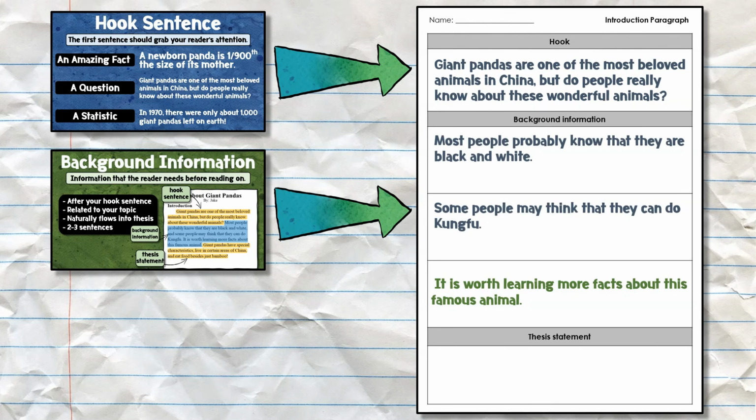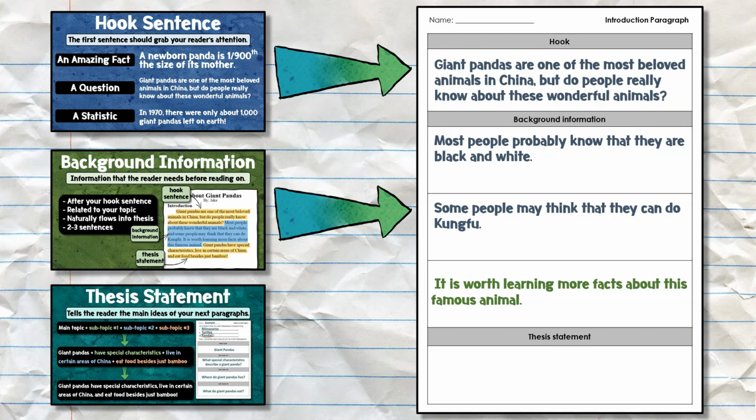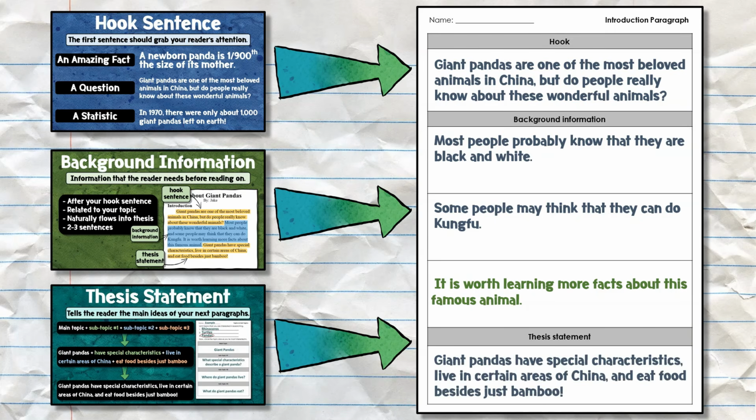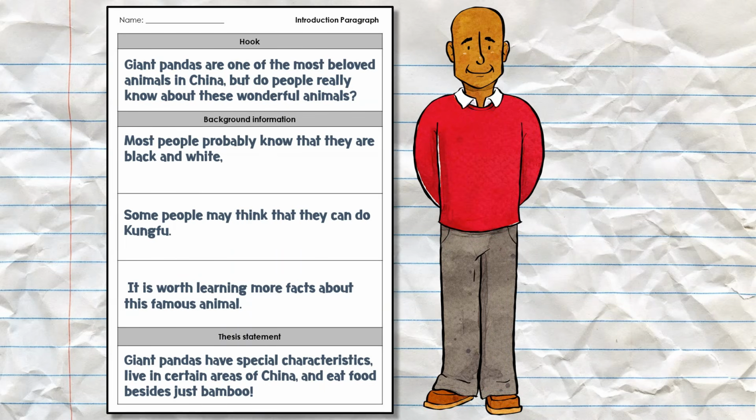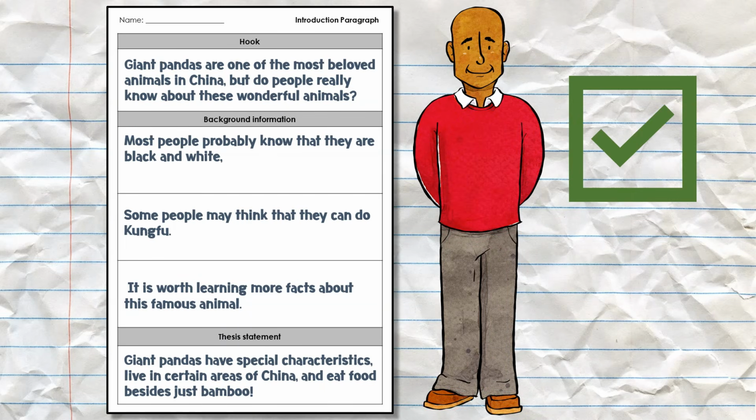And this is how I did it with giant pandas. You'll notice the third sentence is green. It's not really background information. This is more of a connection sentence to my thesis statement. It helped my introduction to flow a little bit better. And lastly, the thesis statement, which we just spoke about. I'll put that there. And once you get to this point, you'll be ready for a teacher to come by and check out what you have. And if it's good to go, you'll be done.